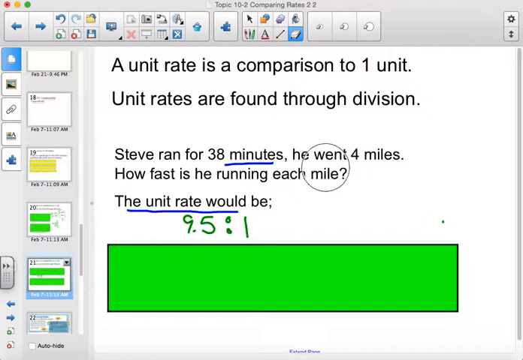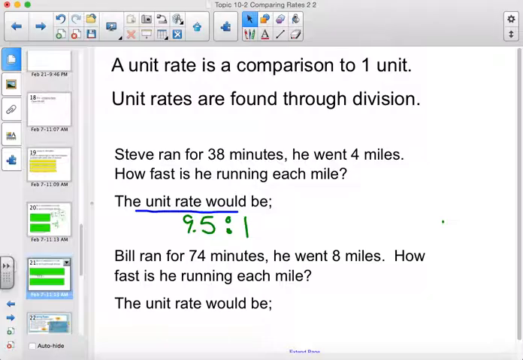Let's try another example for finding unit rates. See if you can figure out this runner's, how far he travels, how long it takes him to run a mile.